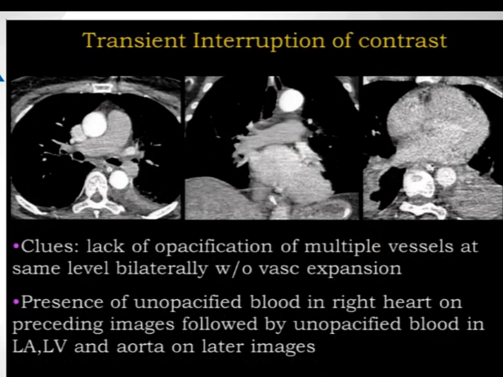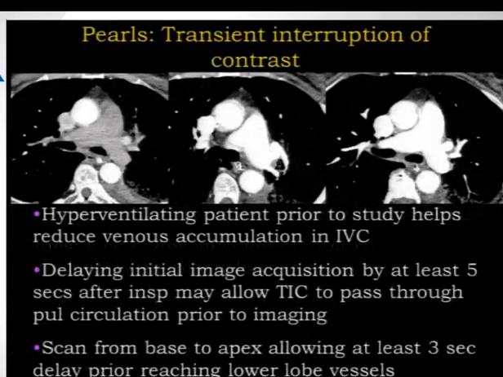The clue to the abnormality is a lack of opacification of multiple vessels at the same level bilaterally without vascular expansion. And then you see unopacified blood in the right heart, followed by unopacified blood in the left heart and the aorta.